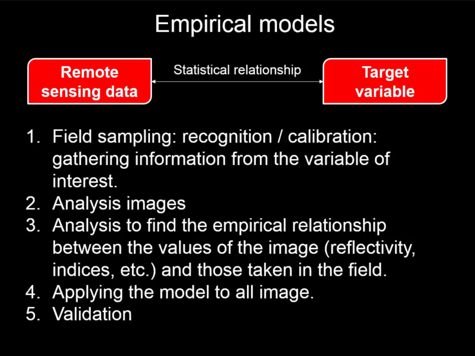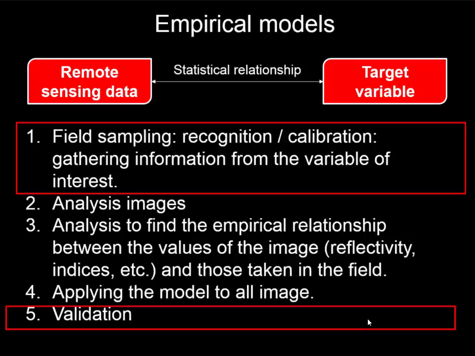The second step is to analyze the images to get the reflectance from those images, or vegetation indices, or whatever variable you want to relate to your target variable. Then you will need to analyze the data to find the empirical relationship between the values of the image and those taken in the field. Finally, next you will need to apply the model to the whole image, and then you will need to validate that model. And therefore, the fieldwork is needed here in two main steps, in the calibration step and in the validation step.